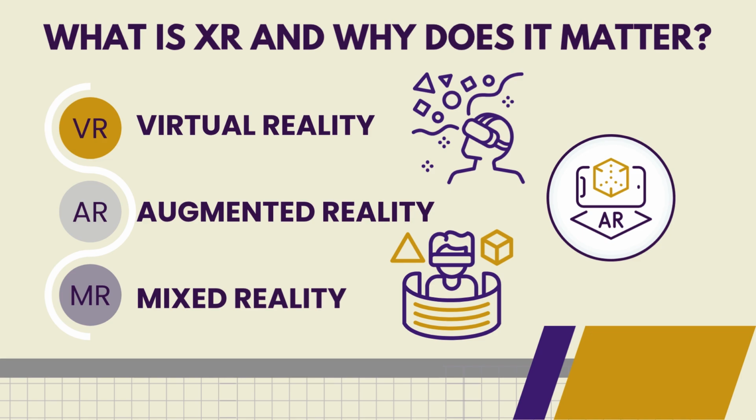Virtual reality immerses the learner in a fully simulated 3D environment. Augmented reality layers digital elements like text, models, or animations over the real world using a mobile device. Mixed reality allows digital objects to interact with real objects in real time, creating responsive hybrid spaces. Together, these make up the XR spectrum, enabling experiences once limited to field trips, laboratories, or museums.